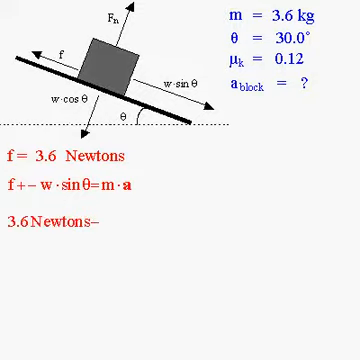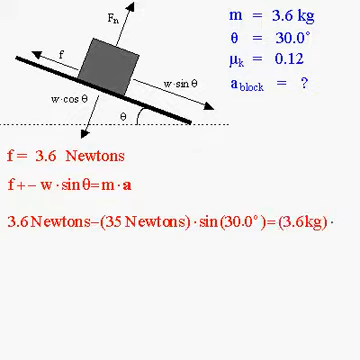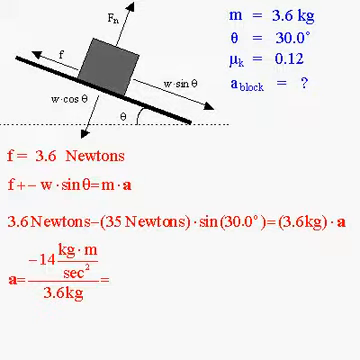Now we can go ahead and solve the problem. Friction is 3.6 newtons. Weight is 35 newtons. The angle is 30.0 degrees. The mass is 3.6 kilograms, and we don't know A. When we solve for A, we find that it's negative 14 kilogram meters per second squared over 3.6 kilograms. The kilograms cancel, and the final answer is negative 3.9 meters per second squared. What does the negative mean? It means the box is sliding down the incline. Remember, we defined down the incline as negative, so a negative acceleration simply means accelerating down the incline.